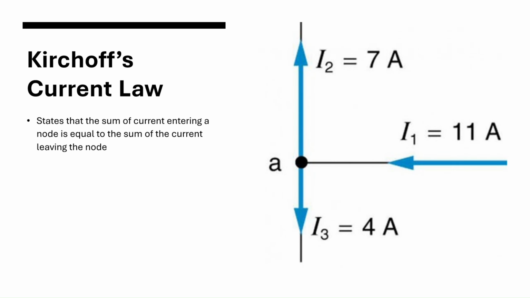Nodal analysis is fully based on Kirchhoff's current law, which states that the total current entering a node must equal the total current leaving the node. For example, in this diagram here, we have I1 entering the node, and we have I2 and I3 exiting the node. So that means the sum of I2 and I3 needs to be equal to I1, which is shown correctly in this diagram as I1 is entering with a current of 11 amps, I2 is exiting with 7 amps, and I3 is exiting with 4 amps. 7 added to 4 is 11 amps.